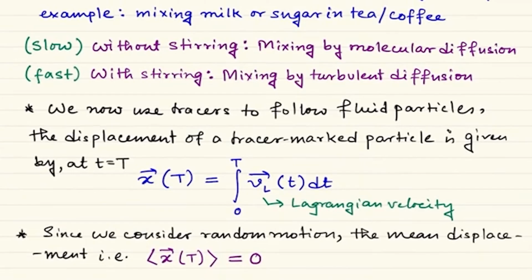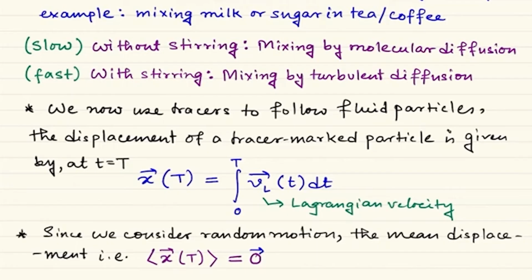Since we consider a totally random or disordered motion, one can intuitively assume, and it is a quite reasonable assumption, that the mean of all these displacement vectors will be equal to 0. Of course, there will be a vector sign here. Frequently I see people do not put this vector sign, but this is a null vector.